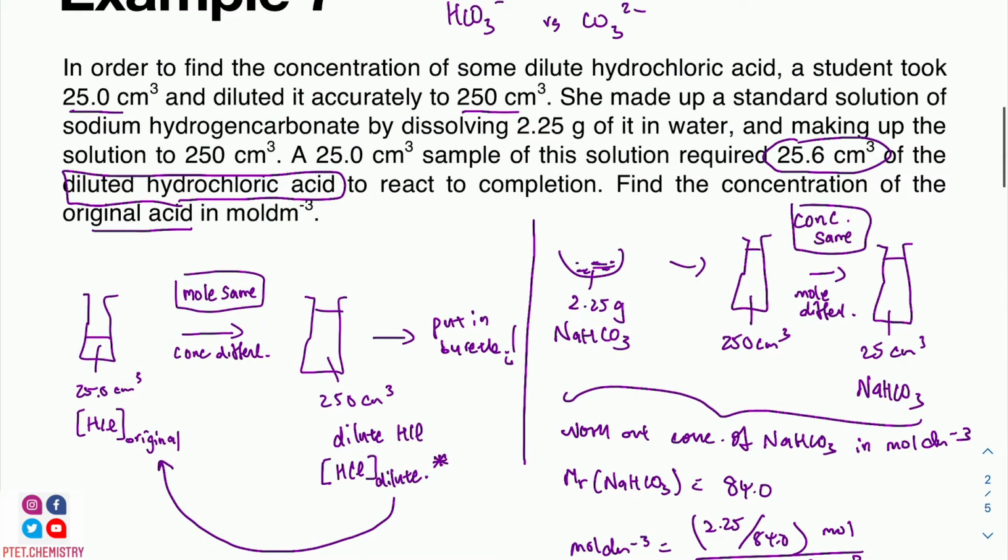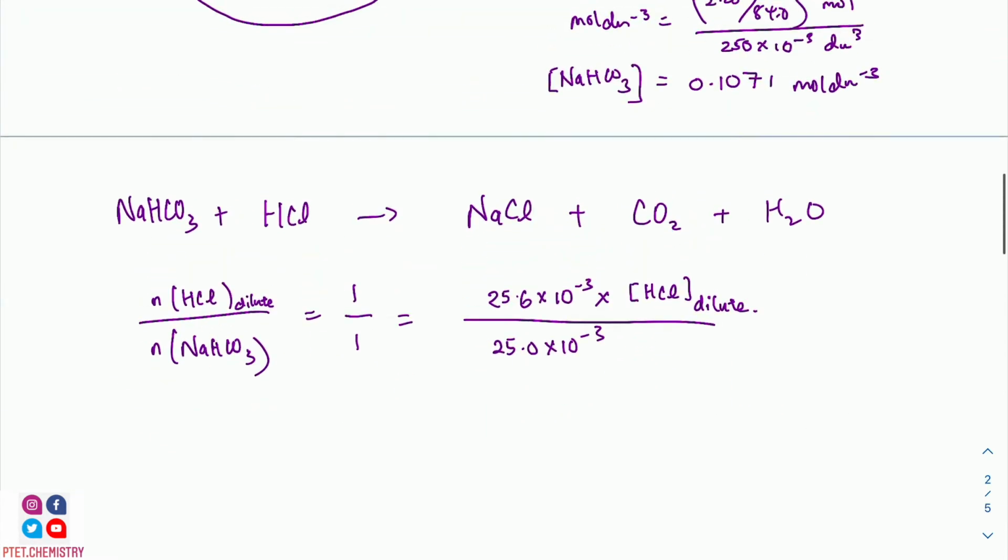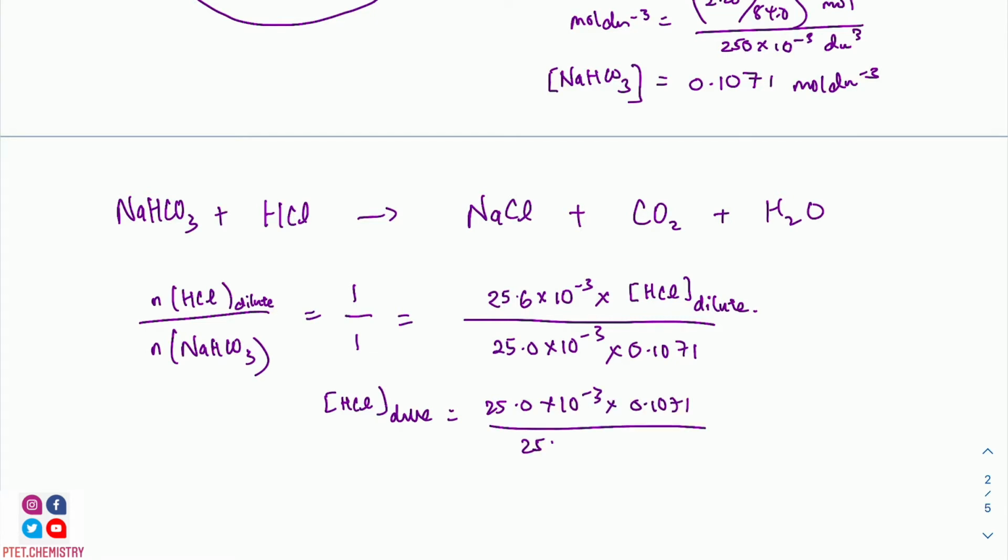You see, the 25.0 cm cube sample of this solution refers to the hydrogen carbonate. So 25.0 cm cube of the hydrogen carbonate multiplied by the correct concentration in mole per dm cube. That's going to give me the HCl dilute. I hope you can move all of that up, but I'll just write all of it down so that you can see what I mean exactly.